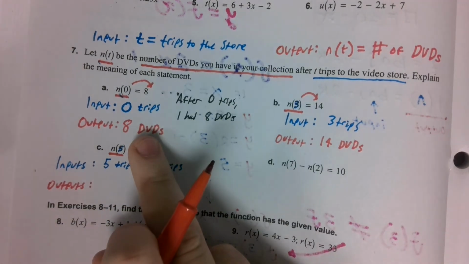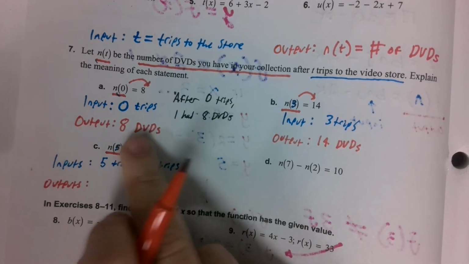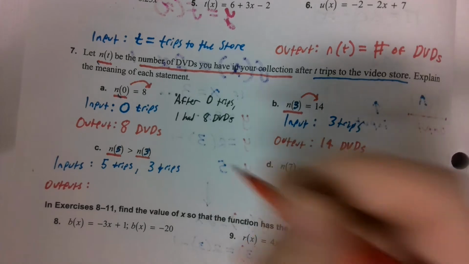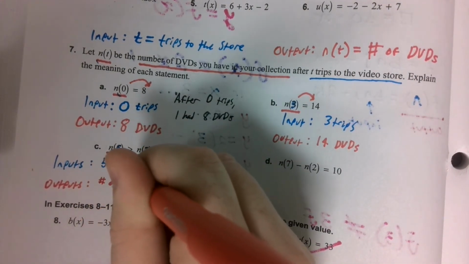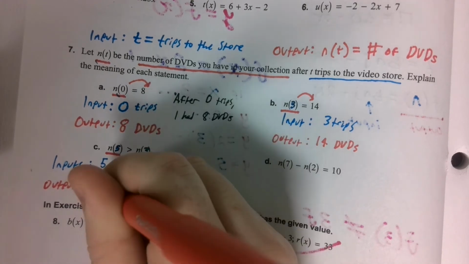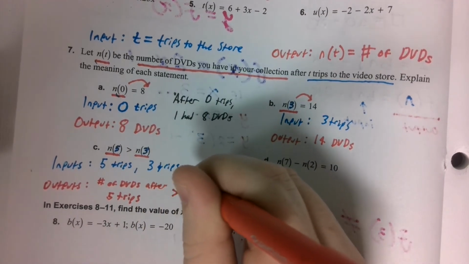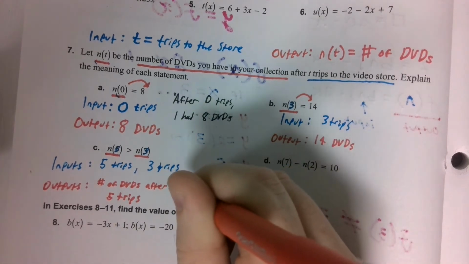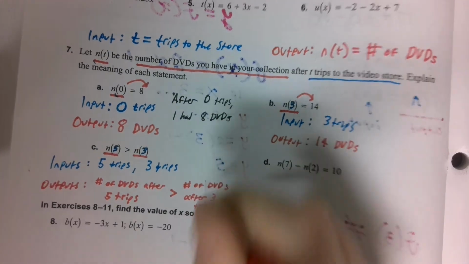N of 5 means the number of DVDs we have after 5 trips to the video store. N of 3 is the number of DVDs we have after 3 trips to the video store. So we can say number of DVDs after 5 trips is greater than the number of DVDs after 3 trips. And that's basically our interpretation as well.